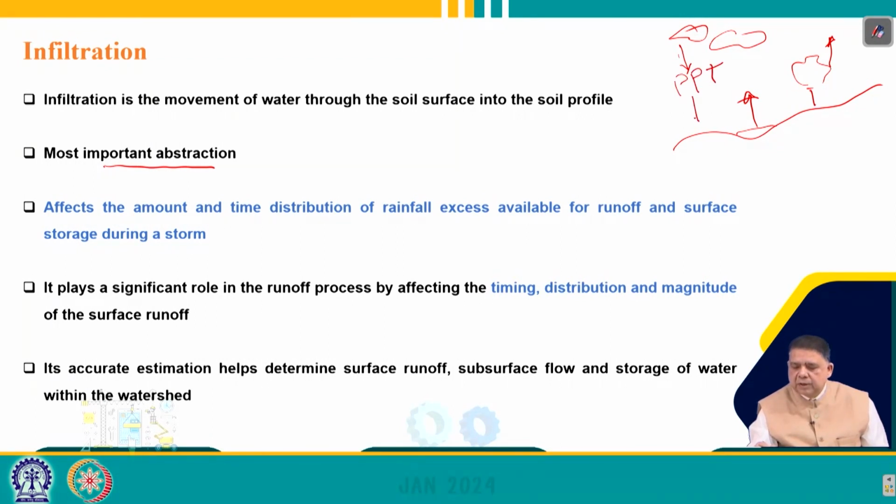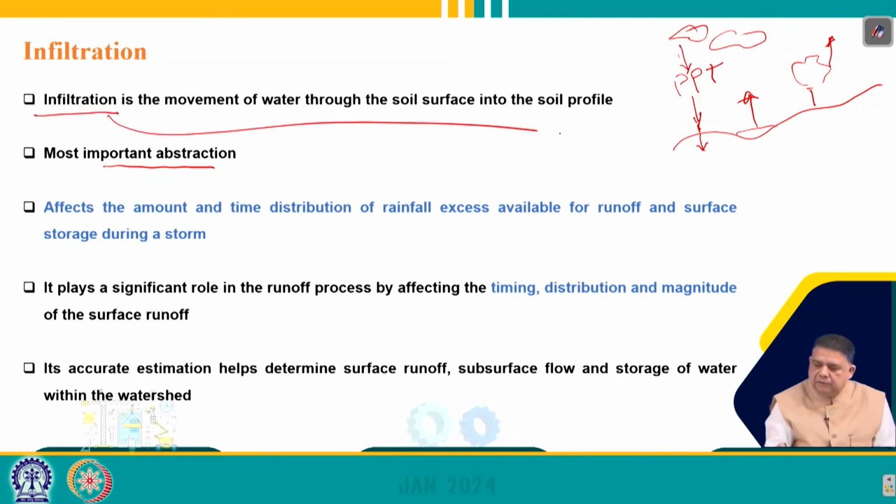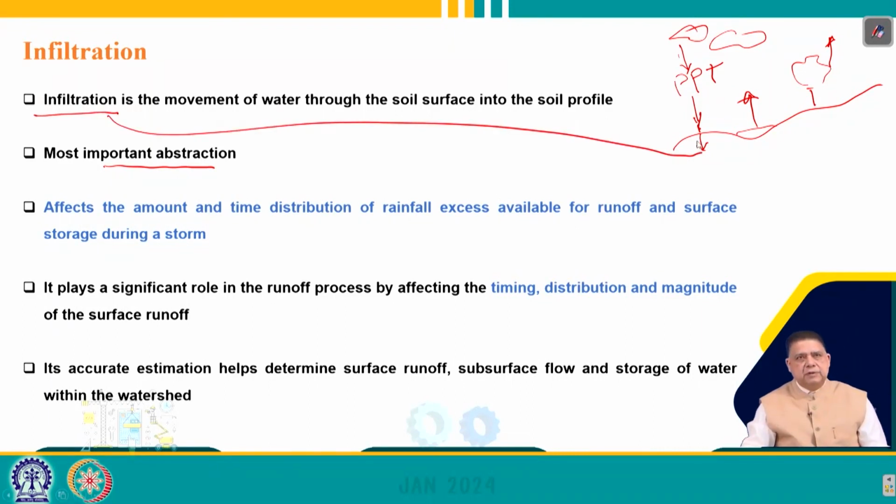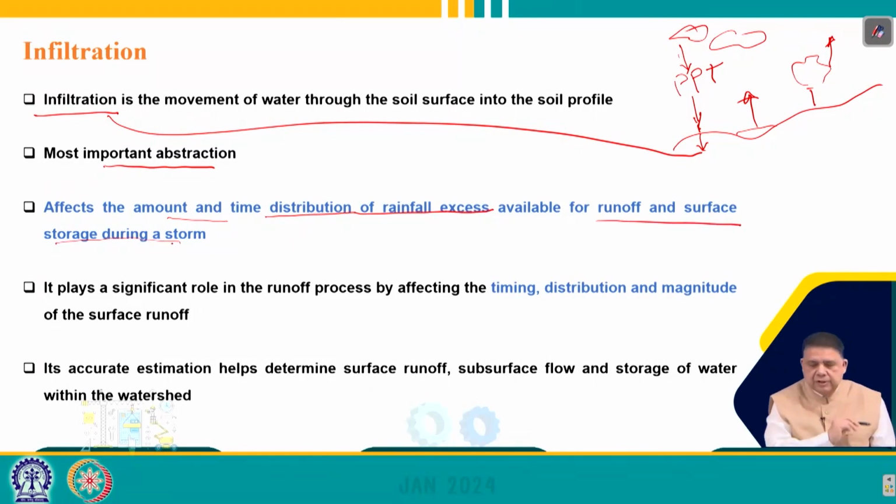The precipitated water, when it reaches the soil surface, the very first process which starts is infiltration, and that is what we are discussing today. It affects the amount and time distribution of rainfall excess available for runoff and surface storage during a storm. And we discussed this also, that once precipitation reaches the earth's surface, the first thing it has to do is to satisfy the infiltration capacity of the soil.